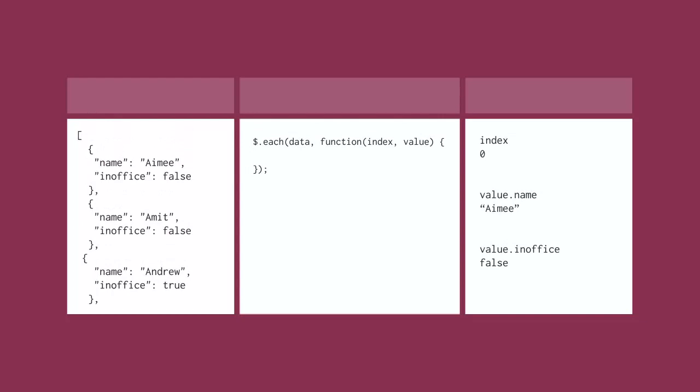Let's look at how this will work with some of our JSON data. In this case, the first time through the loop, value holds the first object in the array, composed of 2 properties, name and in office, with values Amy and false. As the each function continues, it reaches the next item in the array. The index number is then 1, and the value is another object with 2 properties, name with the value of Amit, and in office with the value of false.